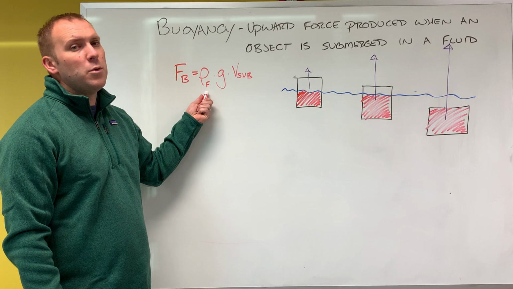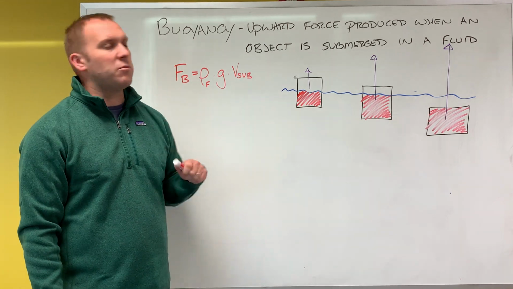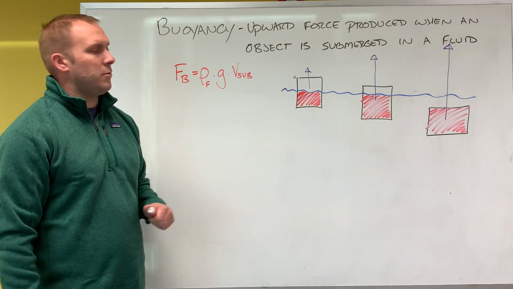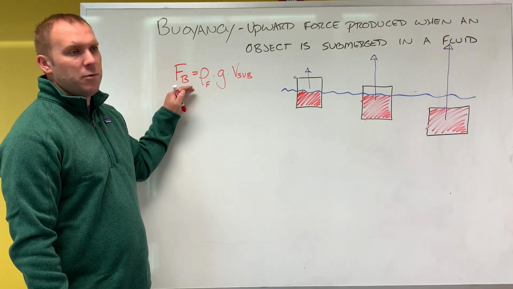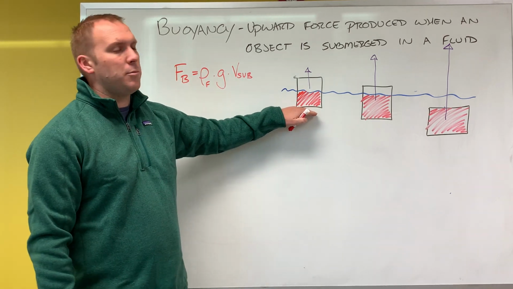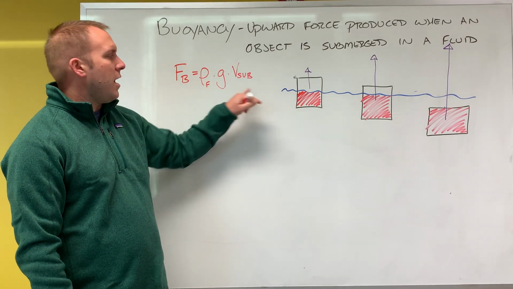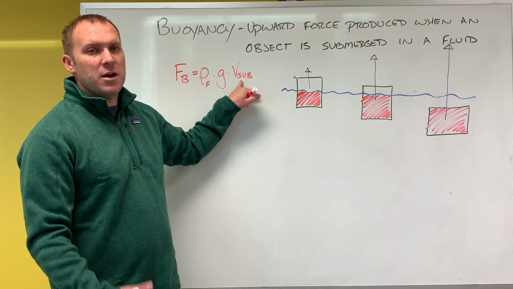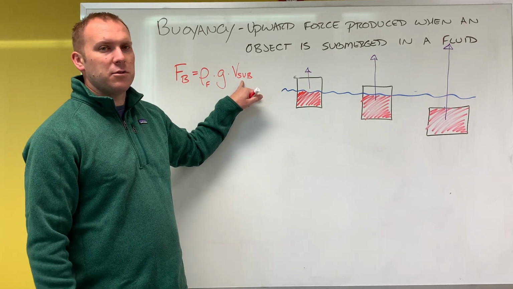Their density of the fluid is exactly the same because they're in the same fluid, and gravity is going to be the same. So the size of the buoyant force is going to be really dependent upon what liquid we're in, as well as how much of the object is actually underneath the surface of the water.